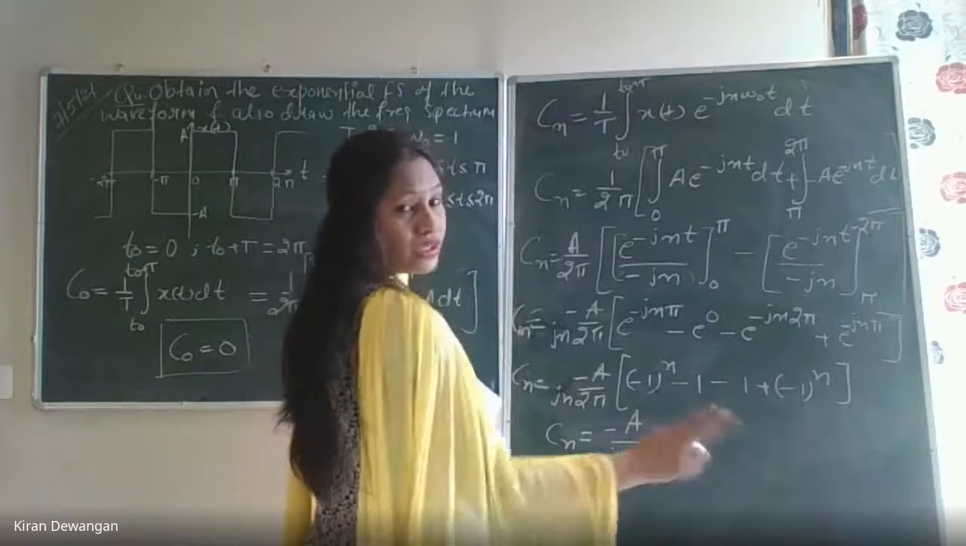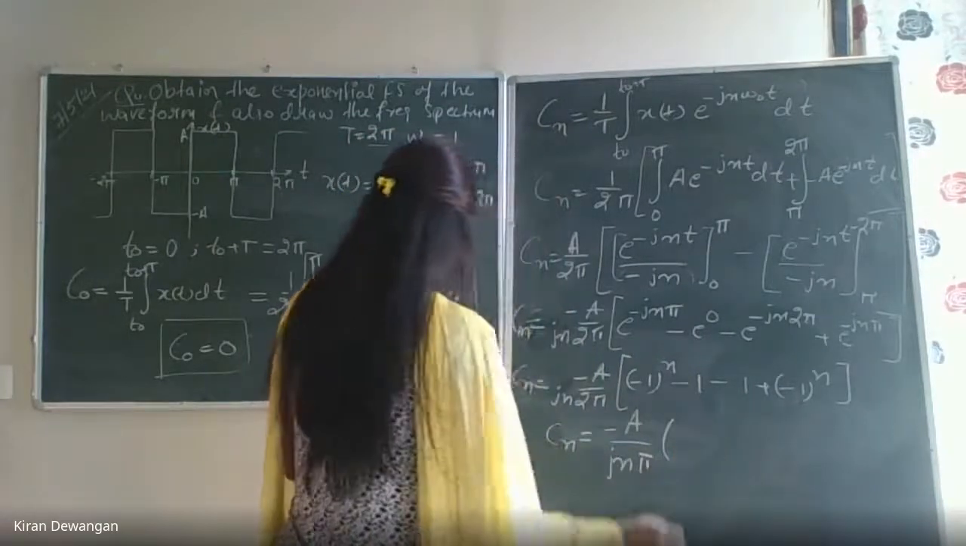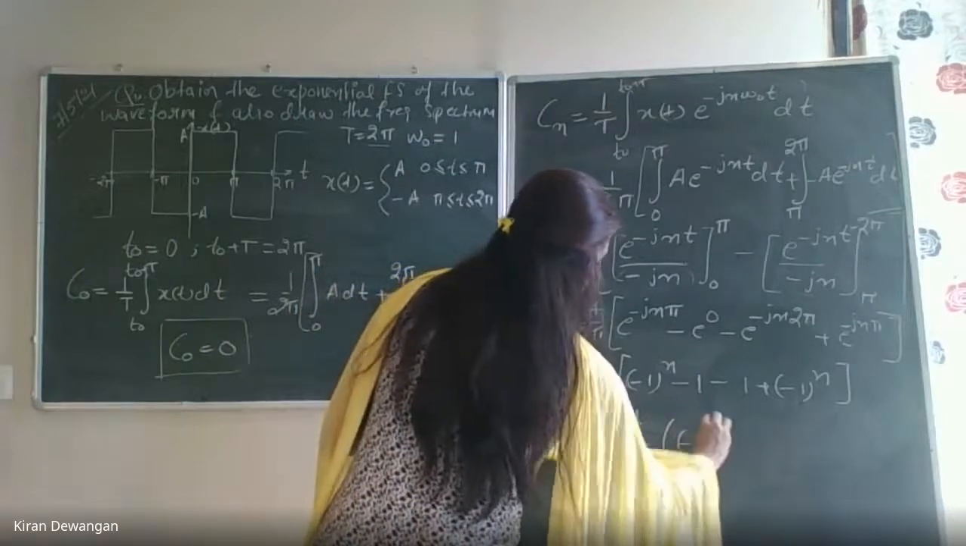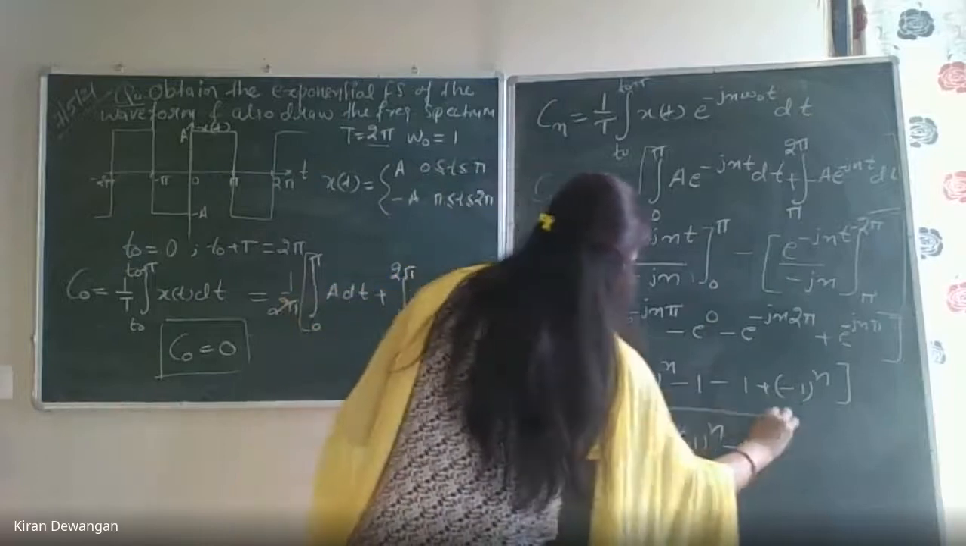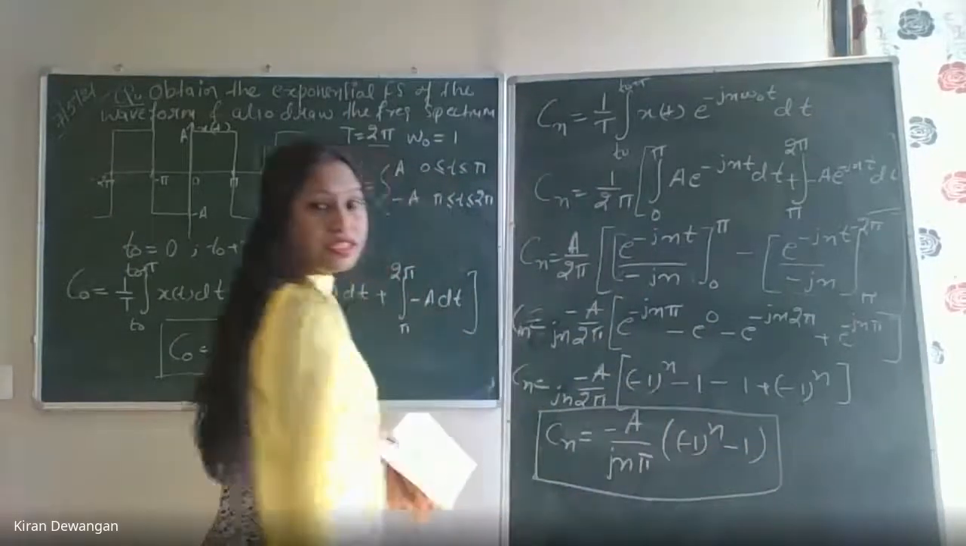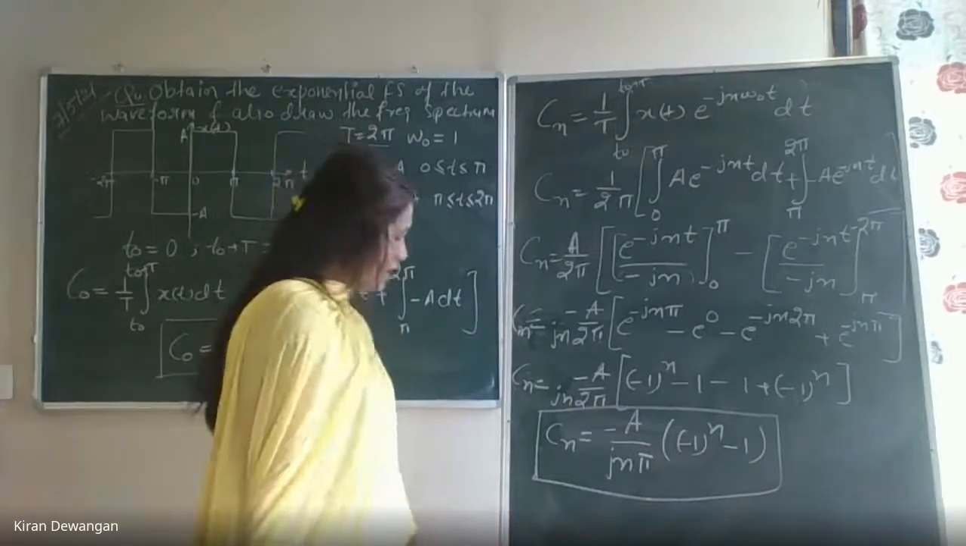Now these values are 2, minus 1 to the power n, minus 1 to the power, that is 2 into minus 1 to the power n, minus 2. So inside it will be minus 1 to the power n minus 1. Now this is going to be the value of Cn. Okay? So this is going to be the value of Cn.